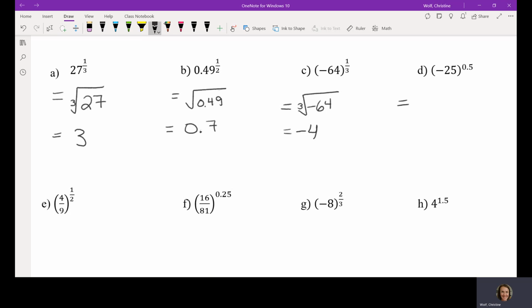So this is actually asking negative 25 to the power of 1/2. So really the question is asking for the square root of negative 25. Remember the denominator is 2. That becomes our index. We don't have to write it. What's the square root of negative 25? We just went over this. Negative 5.